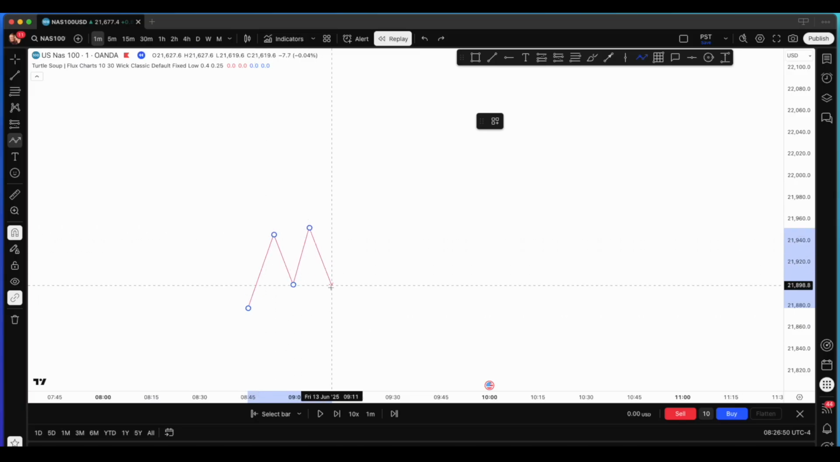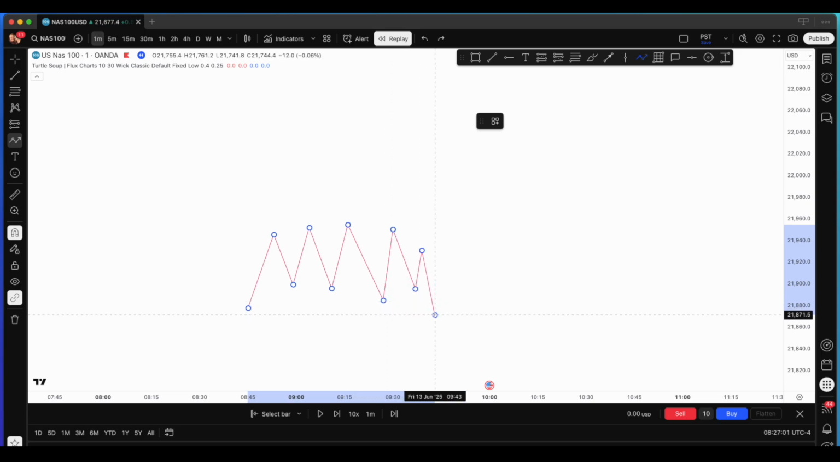Alright, so what we wait for is when we have price, we want a turtle soup to happen. Now a turtle soup is where we're going to take the resting liquidity and then price is going to reverse and continue in the opposite direction.